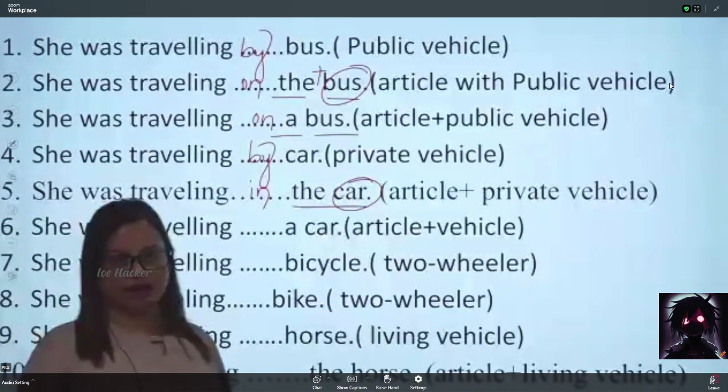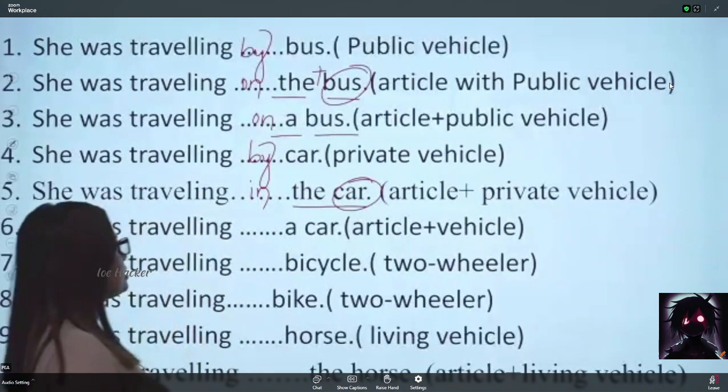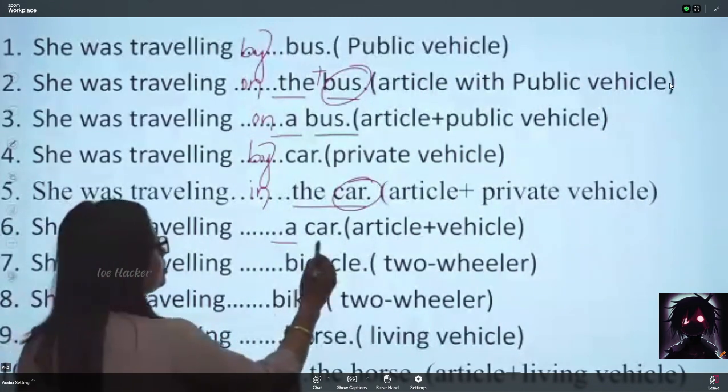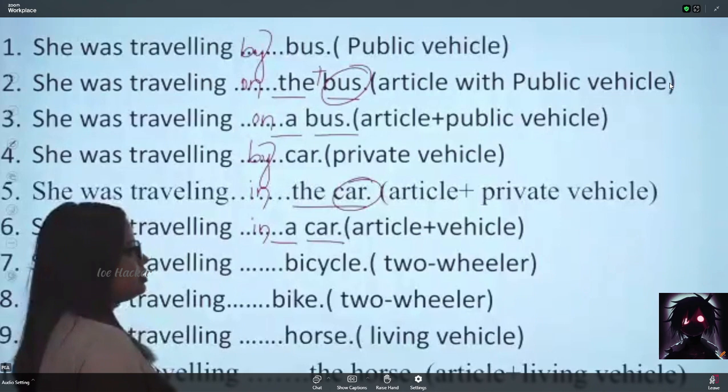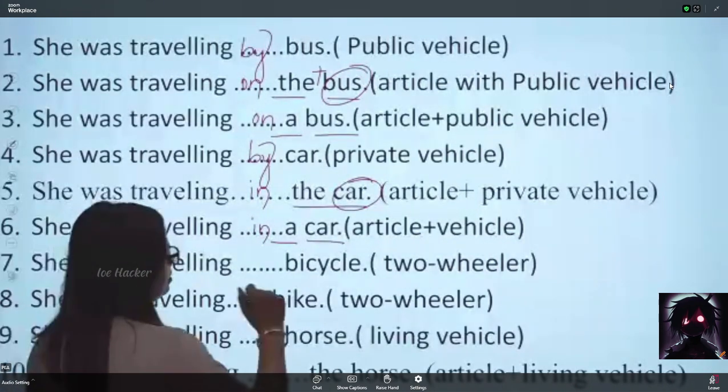She was traveling dash the car. The means article, car means vehicle. That's why in the car. Car means private vehicle.